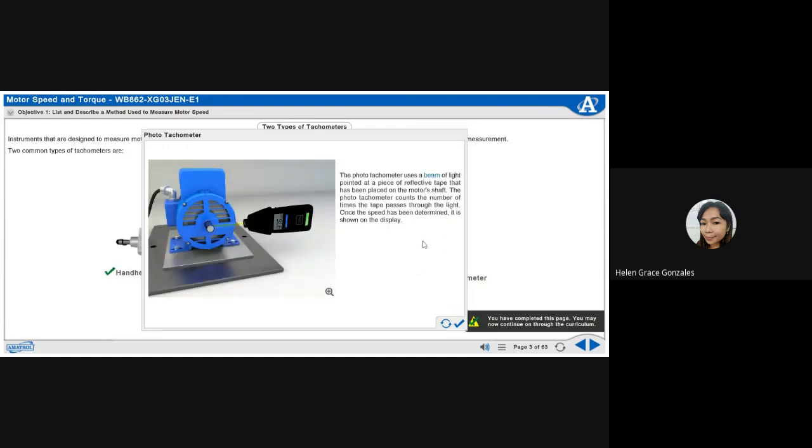The phototachometer uses a beam of light pointed at a piece of reflective tape that has been placed on the motor's shaft. The phototachometer counts the number of times the tape passes through the light. Once the speed has been determined, it is shown on the display. This method has an advantage over the handheld mechanical tachometer because there is no need for direct contact with the motor shaft. However, some models have attachments which enable direct readings if necessary.